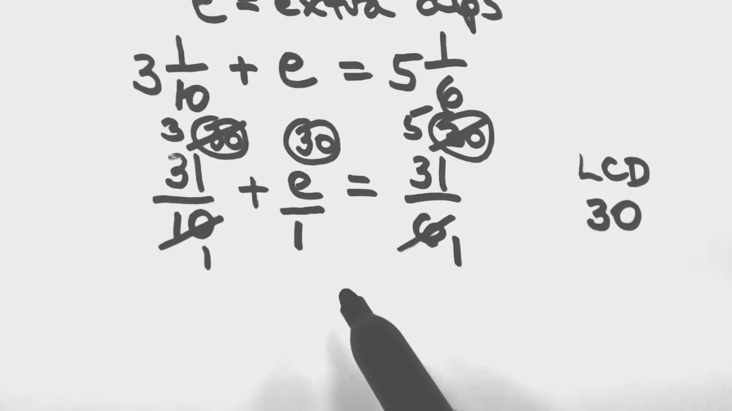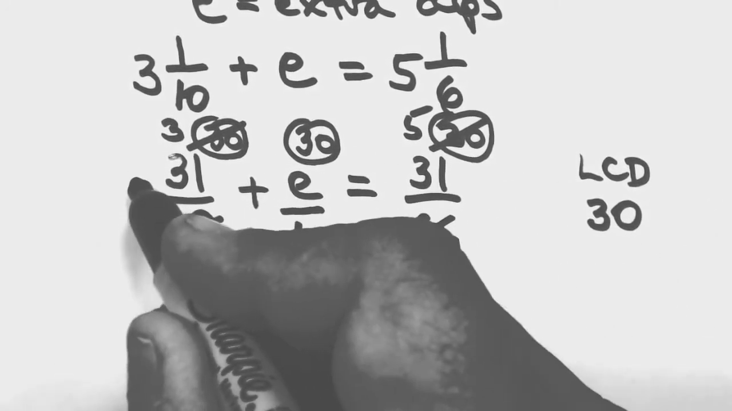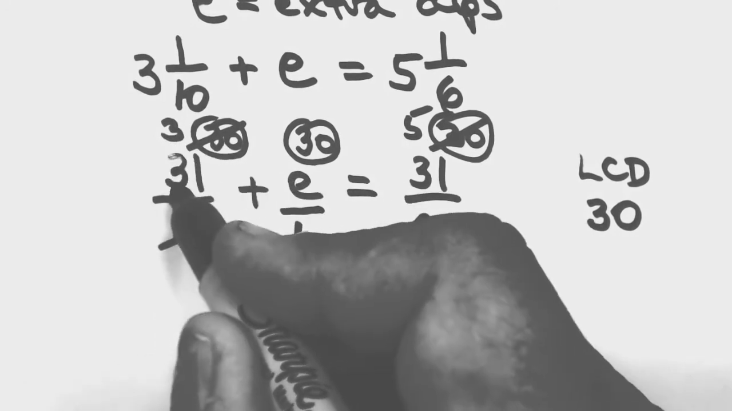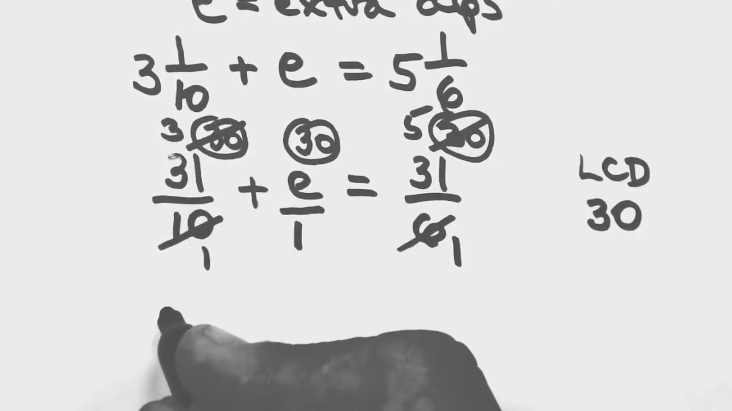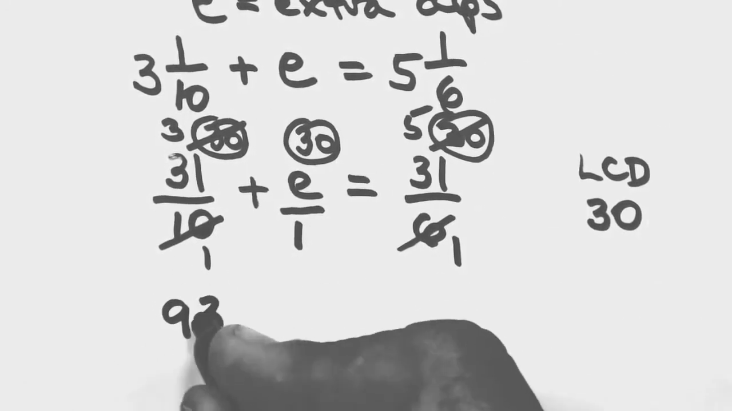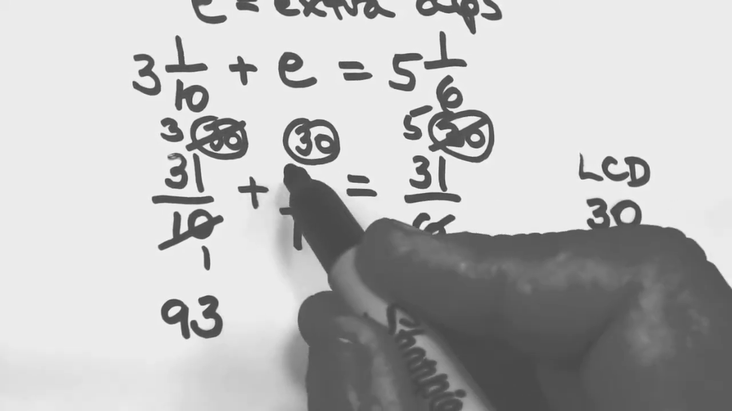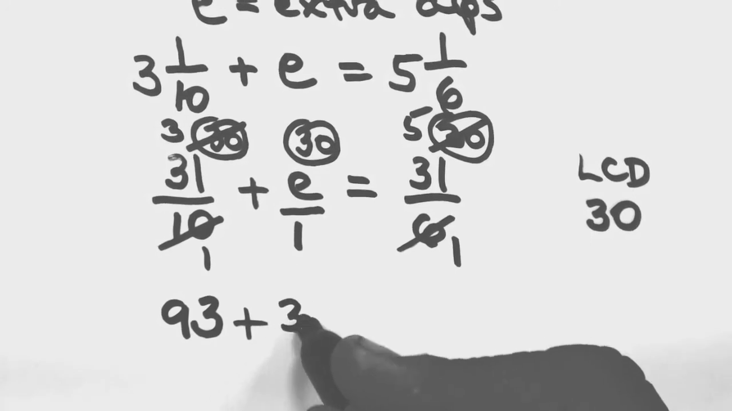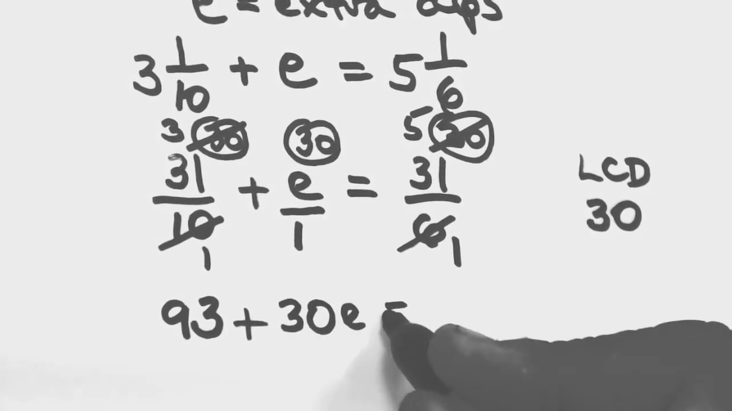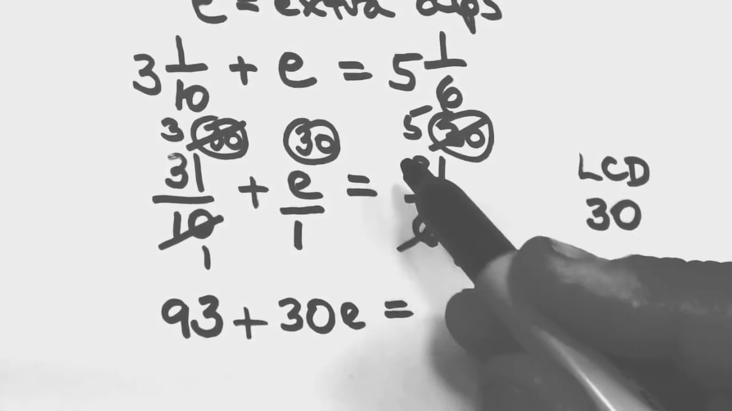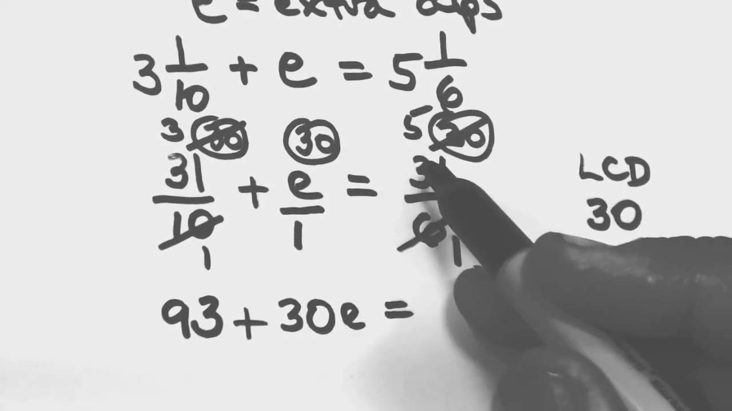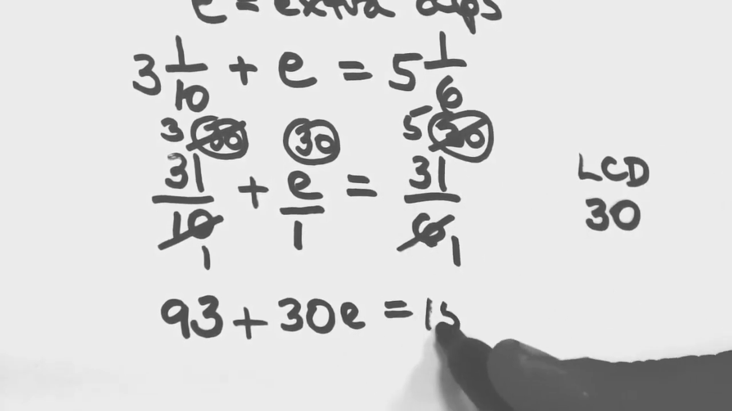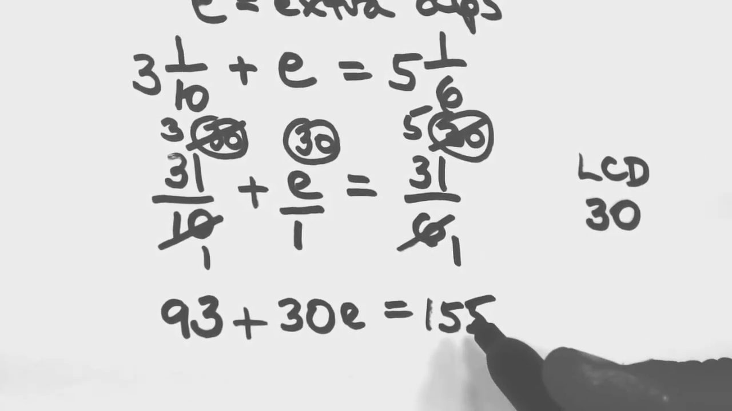Now, as before, carefully put the leftovers together. Plus 31 times 3, well, 3 times 31 is what? I think it's 93, isn't it? Then plus 30 times e, well, that's just plus 30e, equals over here, plus 31 times 5, well, let's see, I think that's going to be 155, isn't it?